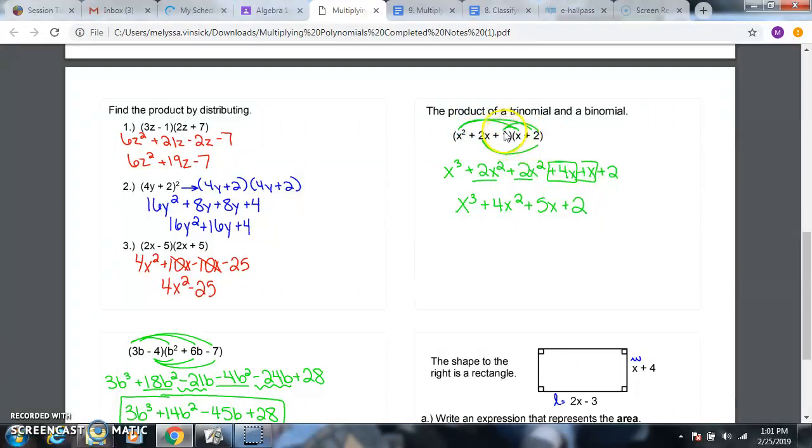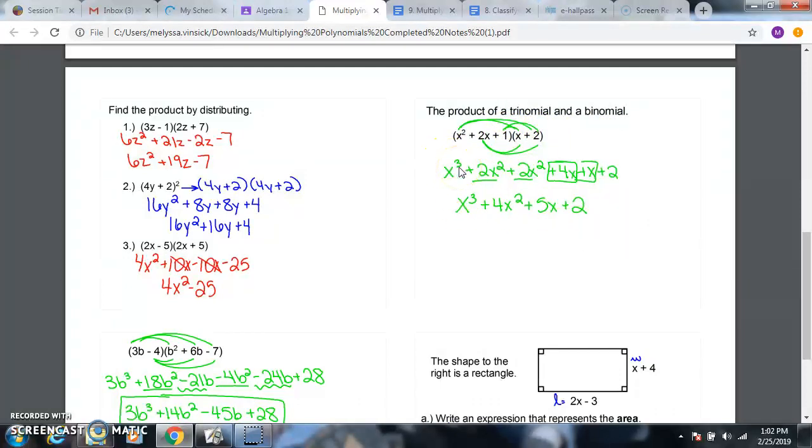Now you multiply the 1 times everything. 1 times x is just x. 1 times 2 is just 2. Okay, so each piece of this first set of parentheses had to get multiplied by the x and had to get multiplied by the 2. Now you're just going to combine like terms.